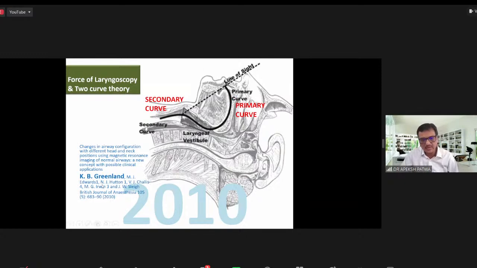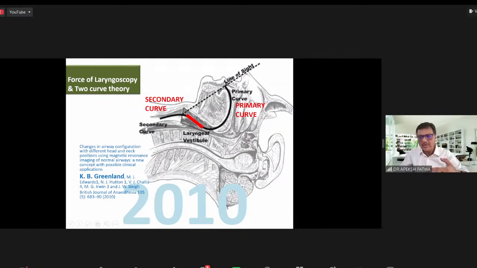That was explained in 2000 by Dr. Greenland. This is the primary curve. It's the oropharyngeal laryngeal curve, and the secondary curve is the laryngeal curve. Fine? So this is the primary curve, and this is the line of sight. If you look at the area between the primary curve and the line of sight, it is mainly submandibular tissue and tongue. So if you are able to reduce this area, it decreases the force requirement.